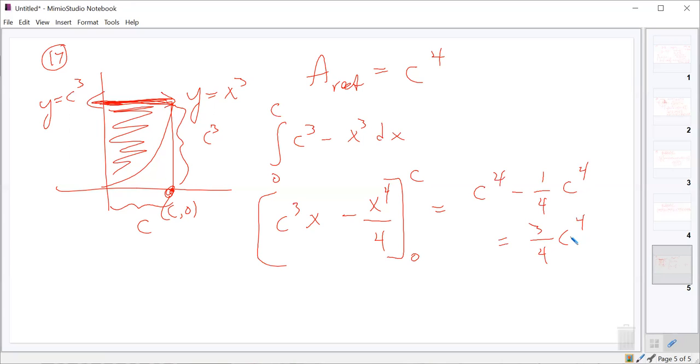And then it asks for the ratio of the rectangle to the shaded part. So that ought to be c to the 4th to 3/4 c to the 4th. Well, the c to the 4ths are sort of insignificant. So this becomes 1 to 3/4, which is not in the answer choices, but you can just multiply by the 4 to make this 4 to 3, which looks like it's choice C. Everybody good with that? Question?